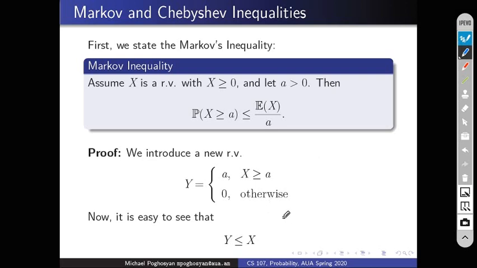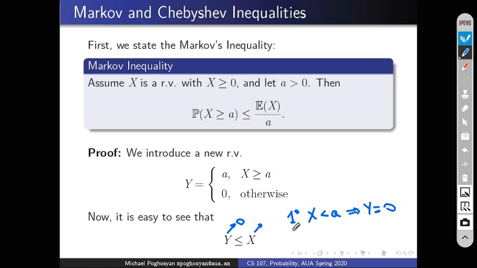Why is that? So we can consider two cases. Say X is less than A. In that case, Y will be 0. If Y is 0, here we have 0, and here we have a non-negative value, because X is non-negative always. So this will be correct in this case.